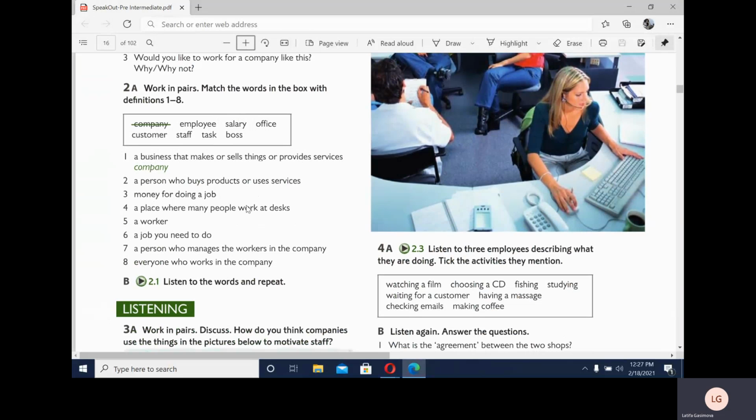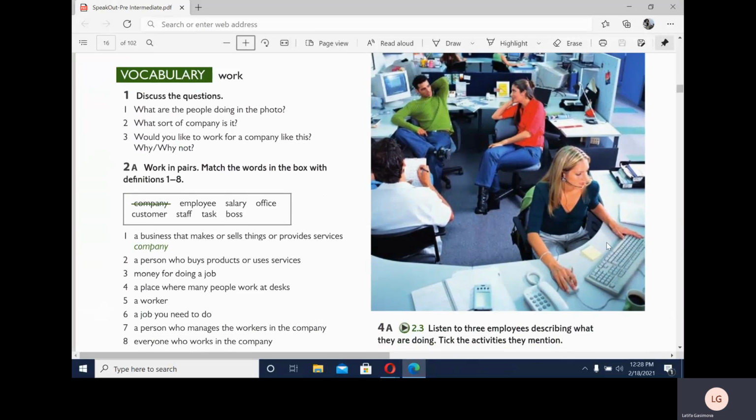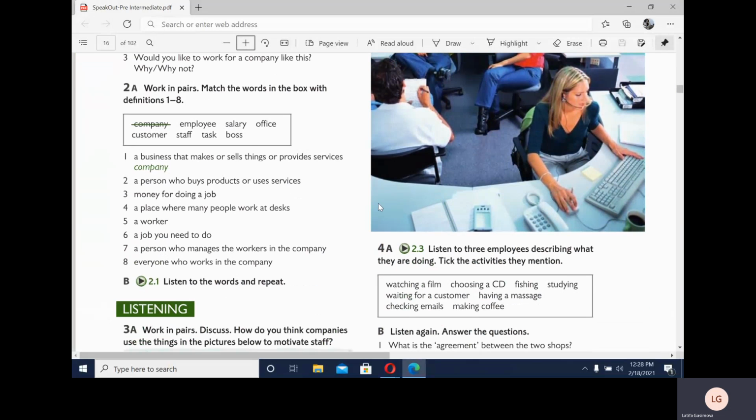And a place where many people work at desks. As you can see, these people are working at desks, so it is an office. And then next comes a worker, an employee. It's another way of saying an employee, a worker. A job you need to do, it's your task. And a person who manages the workers in the company, it's a boss. And everyone who works in the company, we call it staff.